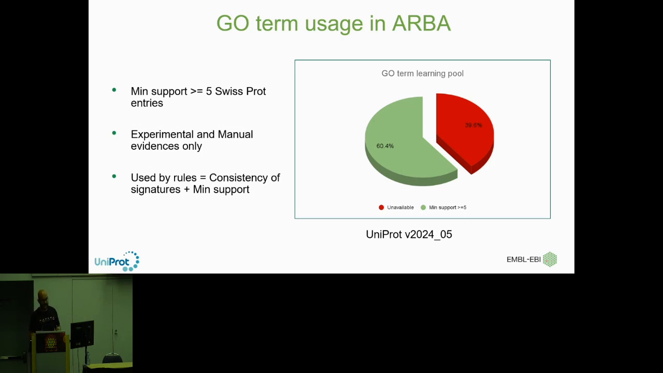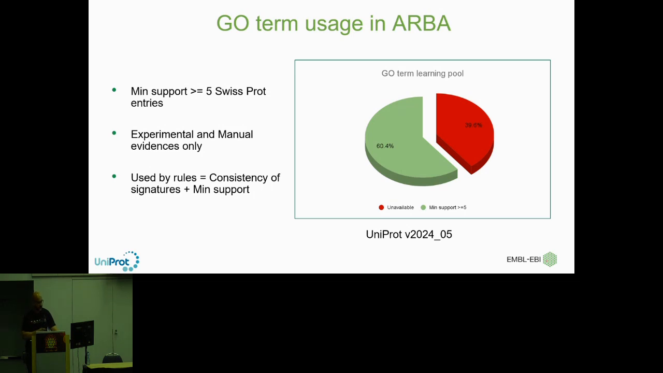And the reason being, for ARBA to make a rule, it needs to have minimum 5 SwissProt templates, plus for the GO annotation, for the GO term, sorry, the rule has to be made on. It needs to have experimental and manual evidences, which is identified by evidence and conclusion ontologies. So basically, even though there are 5 SwissProt templates, there might not be enough experimental evidences.